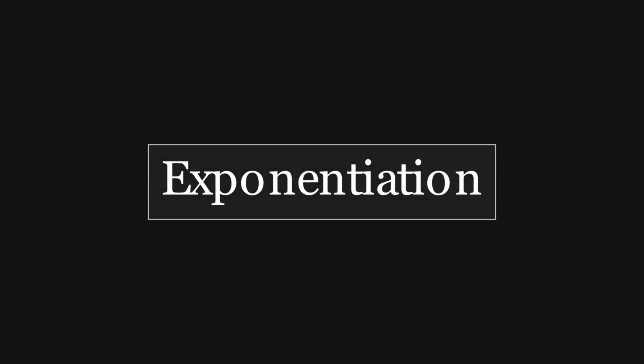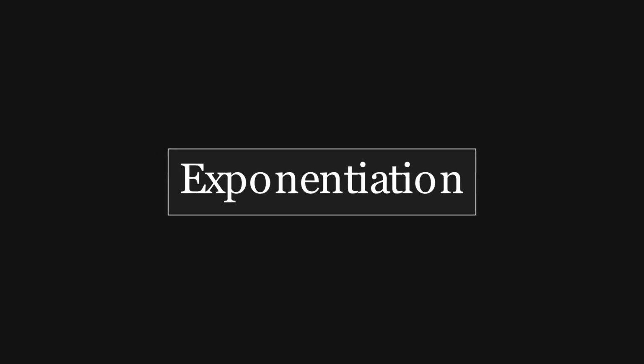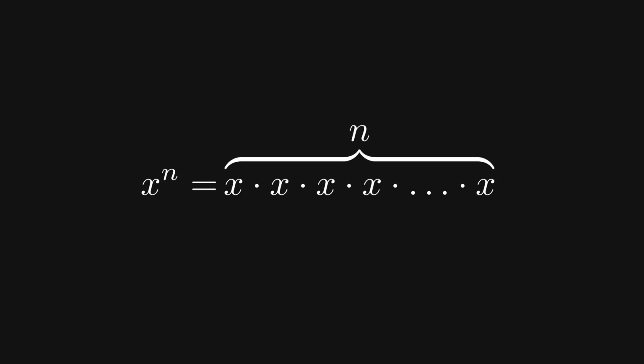We've all learned about exponentiation in school. It's a way to express repeated multiplication in a compact form. It involves two key numbers: the base x, the number being multiplied, and the exponent n, the number of times the base is multiplied by itself. In short, exponentiation simplifies long multiplication into a much cleaner expression.